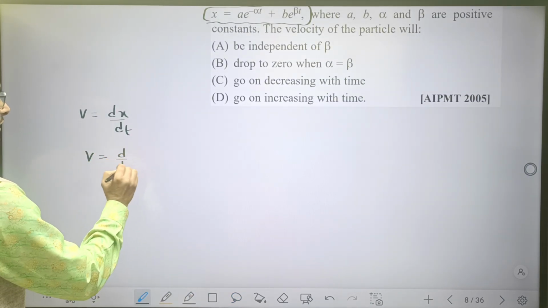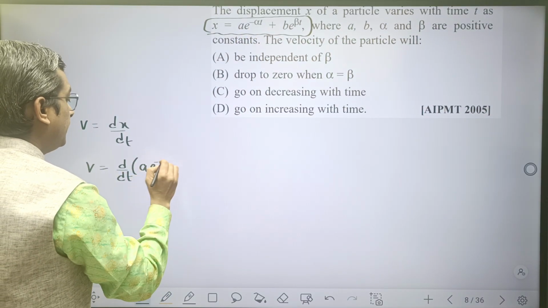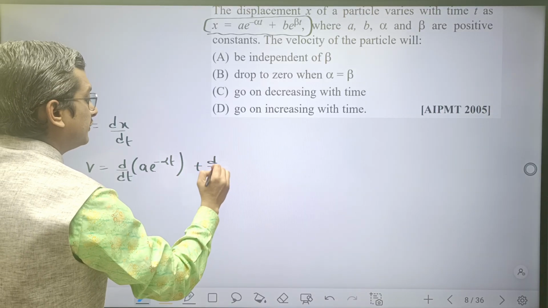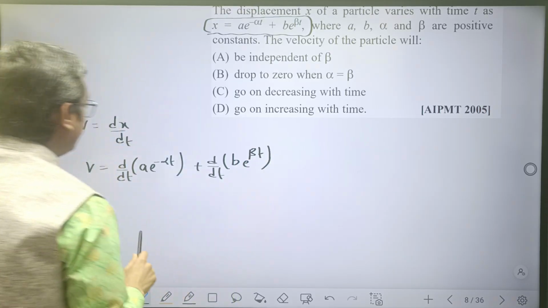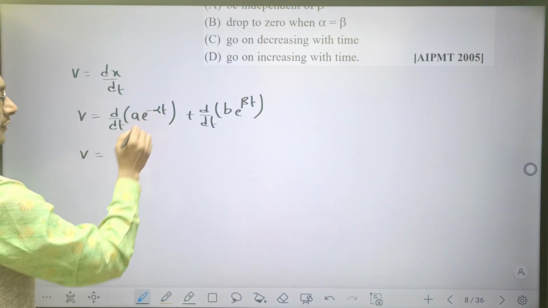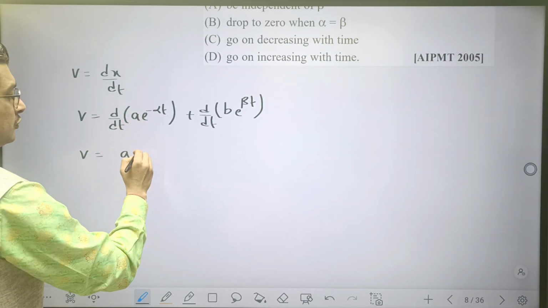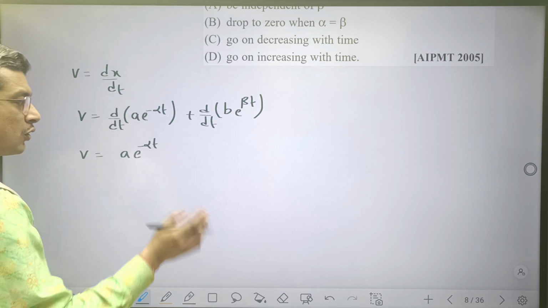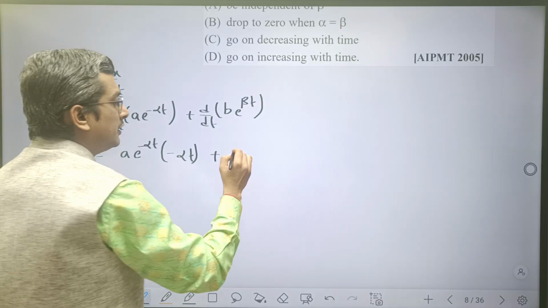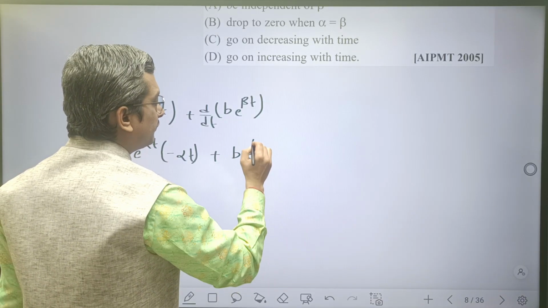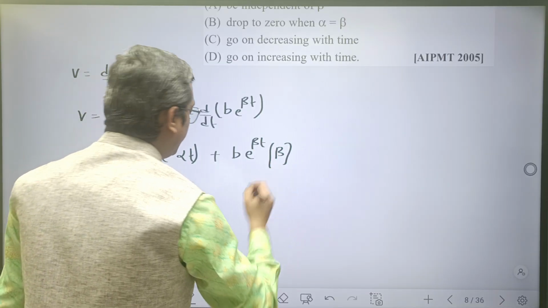So v is equal to d by dt of, so the first term is a e to the power minus alpha t, plus second term d by dt of b e to the power beta t. Now you can differentiate this. So a is constant, take it outside. The differentiation of e to the power x is e to the power x. So here it is e to the power minus alpha t. Then according to chain rule, when you differentiate this alpha t, then this will be minus alpha. Similarly here, take b outside as it is constant. So differentiation of e to the power beta t is the same, e to the power beta t. Then you have to differentiate beta t. So this will be beta, isn't it?